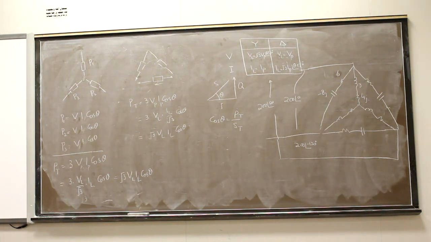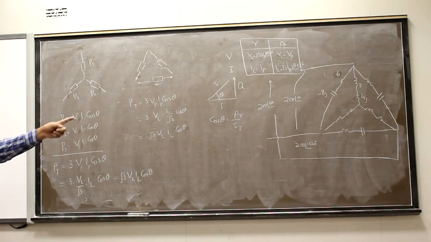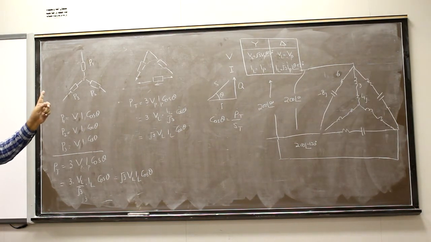We know the line voltage is the same. If I ask you, there are complex numbers over there. If I ask you how much is P total? There are 2 methods. One is when you convert either from delta to Y or Y to delta and calculate the equivalent circuits. Number 1 method.